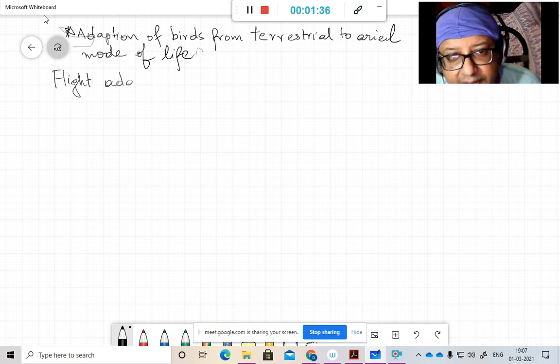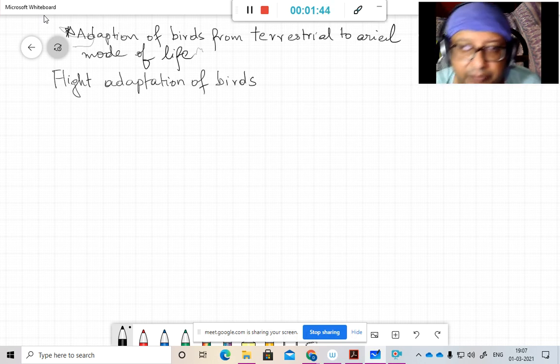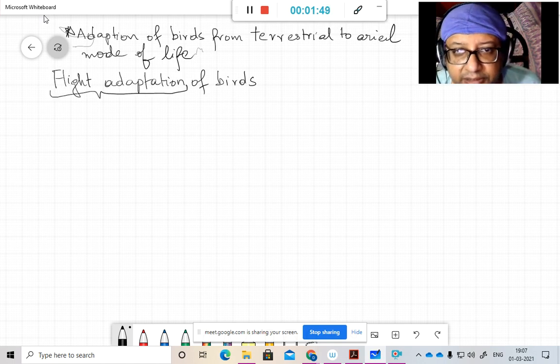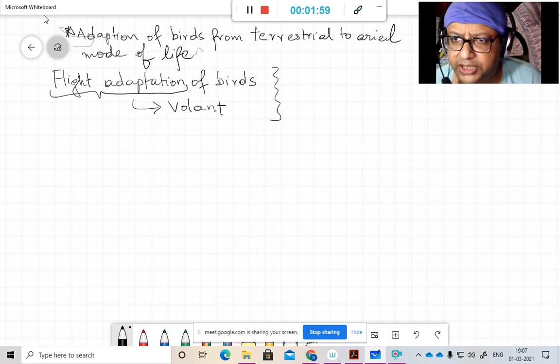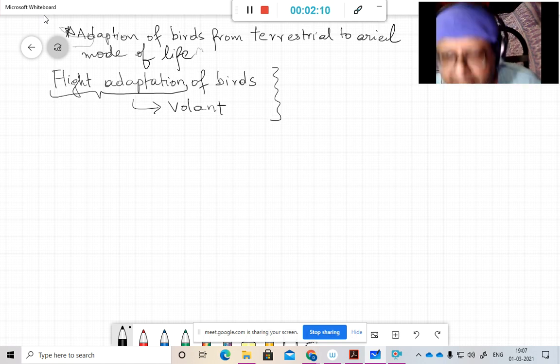flight adaptation of birds. So flight adaptation has got another term that is known as volant adaptation. So what do you mean by flight adaptation of bird? They are certain structures or physiological or metabolic adaptations so that the bird can live an aerial mode of life.